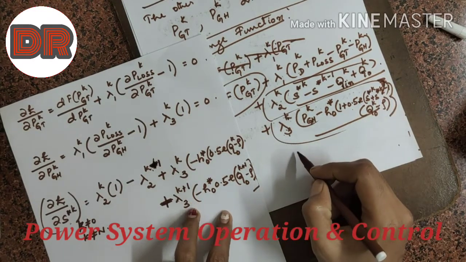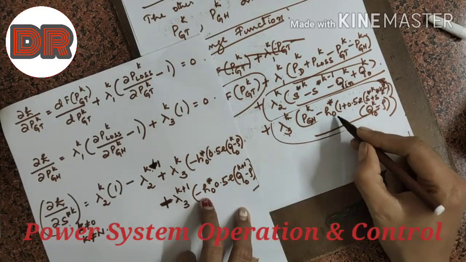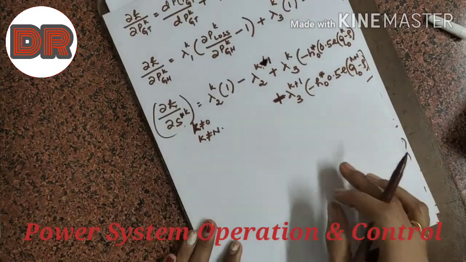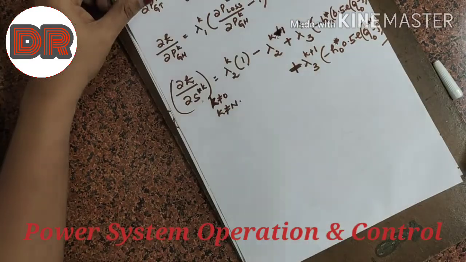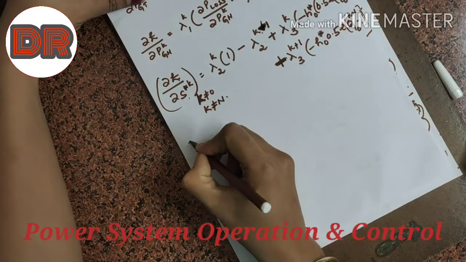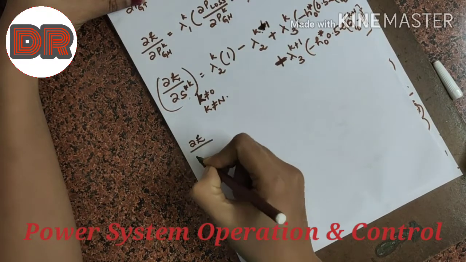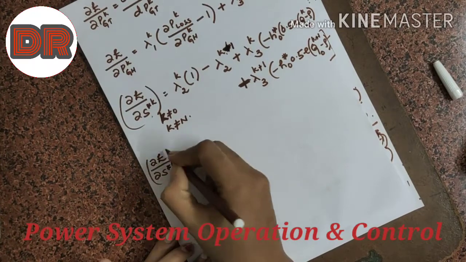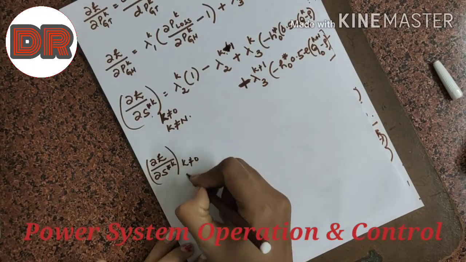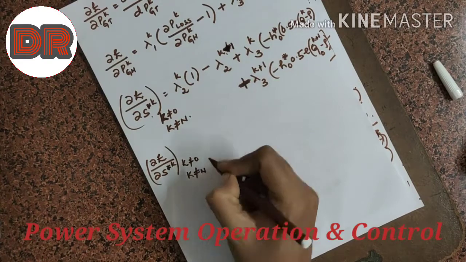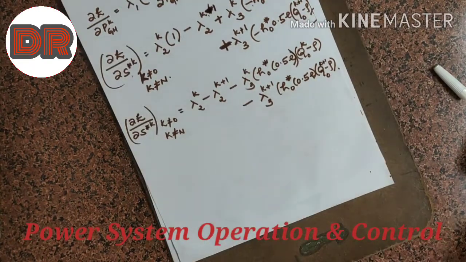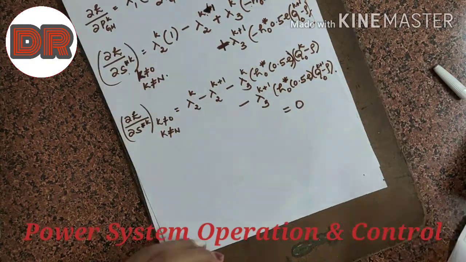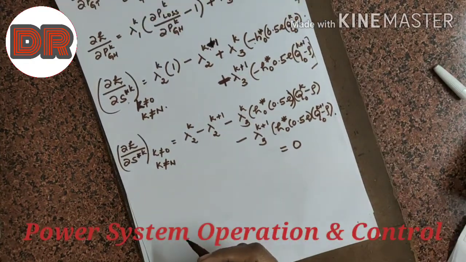So it is lambda 3k plus 1 and the differentiation of the remaining terms. Okay. So this is what we are getting after differentiation. So let me write the simplified version. Partial derivative of this with respect to s star k, where k is not equal to 0, k is not equal to n, gives this. Okay. So we have differentiated all the terms and we have to equate it to 0.